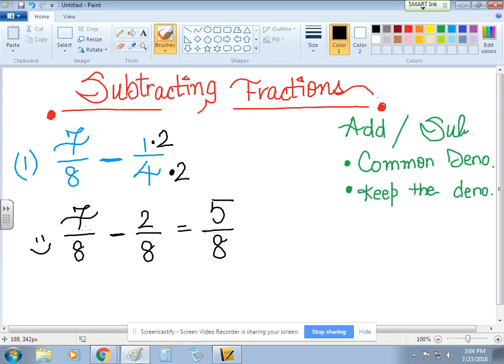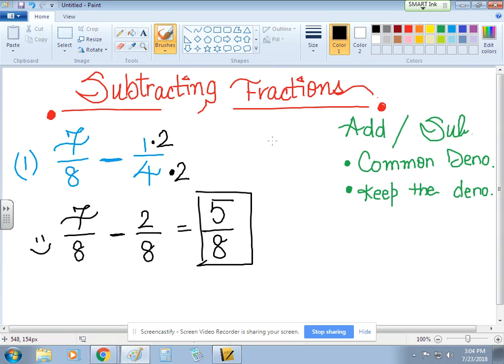So what it means is that if I have 7 pieces out of 8 pieces and I'm taking away 2 pieces out of that 8-piece section, I am left with 5 pieces out of 8 pieces. So I hope that's making some logical sense to you, and that'll be my answer.